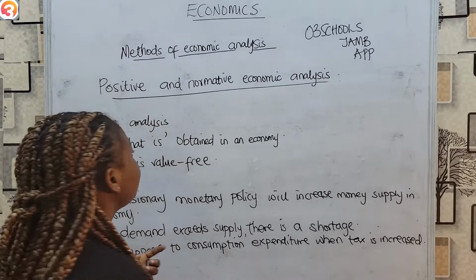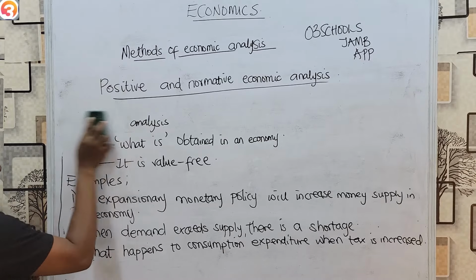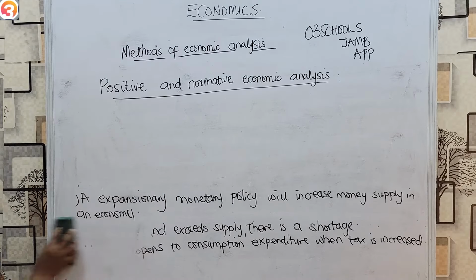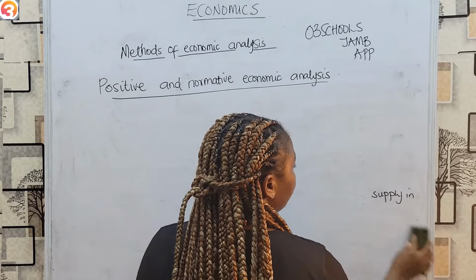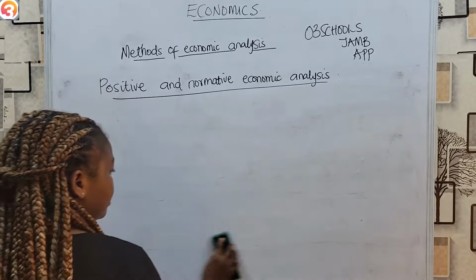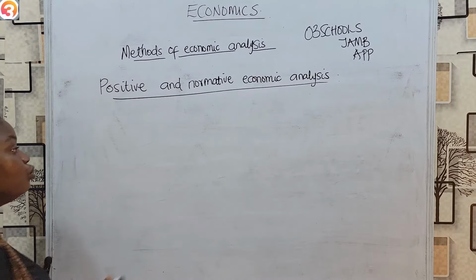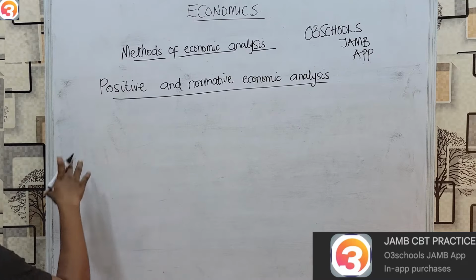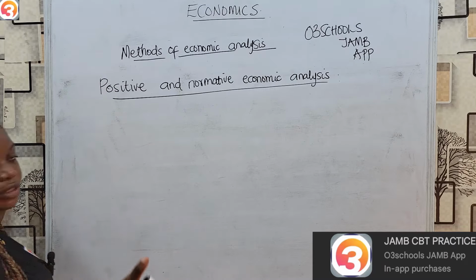Now we're looking at the normative analysis. It's not a typical opposite, but the normative analysis deals with what should be, rather than what is obtained in an economy. You will find that in the past questions. When we are done, we'll look at one or two questions from the past questions before you go to the O3 Schools JAMB app by yourself and take all the questions that are available on positive and normative economic analysis and everything under scientific economics.